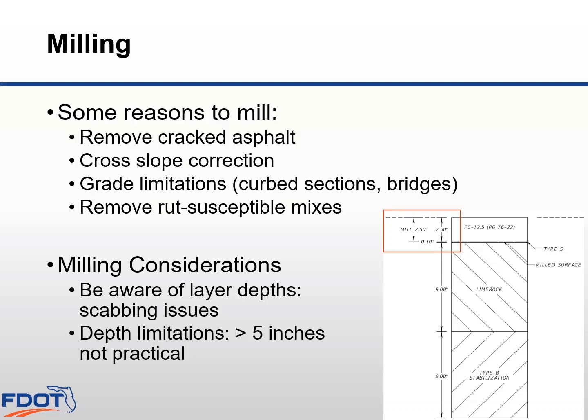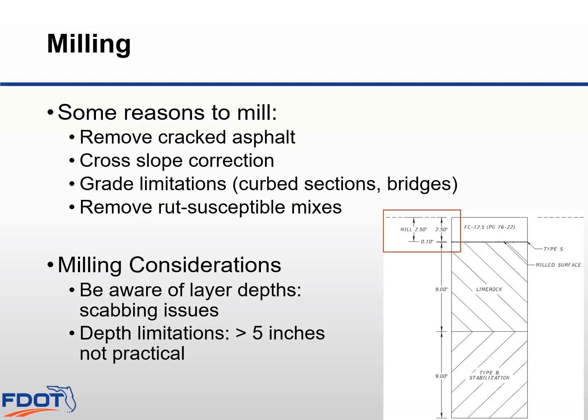Scabbing occurs when the milled surface is not uniform. It typically happens when you mill too close to the top of an existing layer. The milling machine may chip up some larger pieces of asphalt in areas like this, and so it creates an uneven surface to overlay. These chipped out areas will result in future pavement performance issues due to bonding issues created by the milled surface. So to avoid this, you should try to either use a shallower mill depth, leaving maybe 3/4 of an inch of the existing layer, or else completely remove the existing layer.